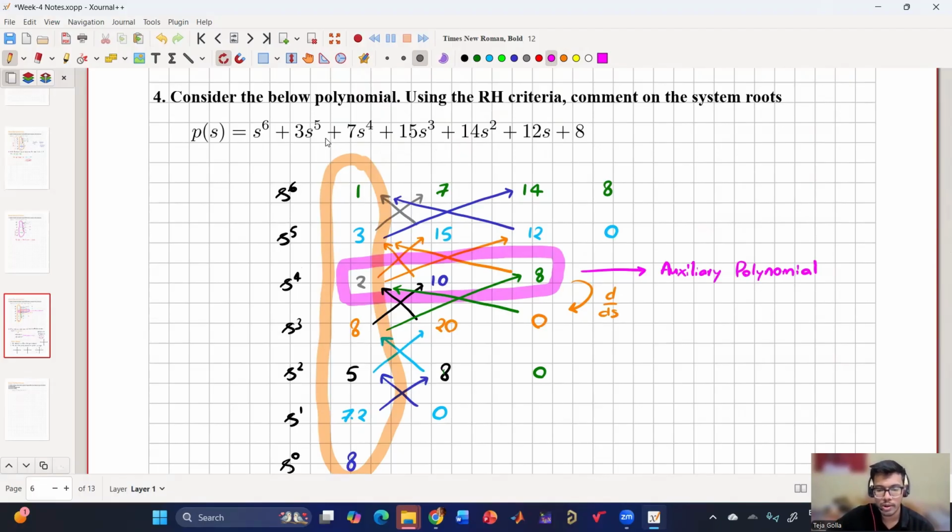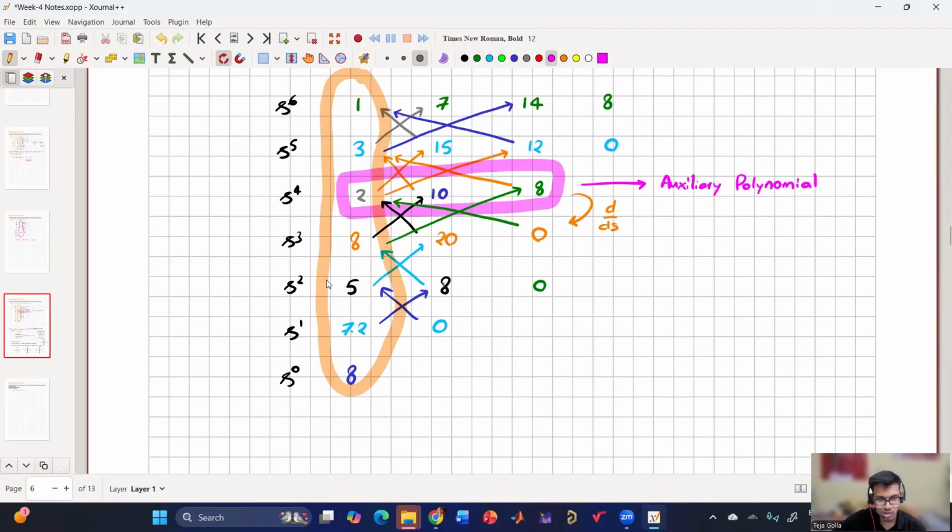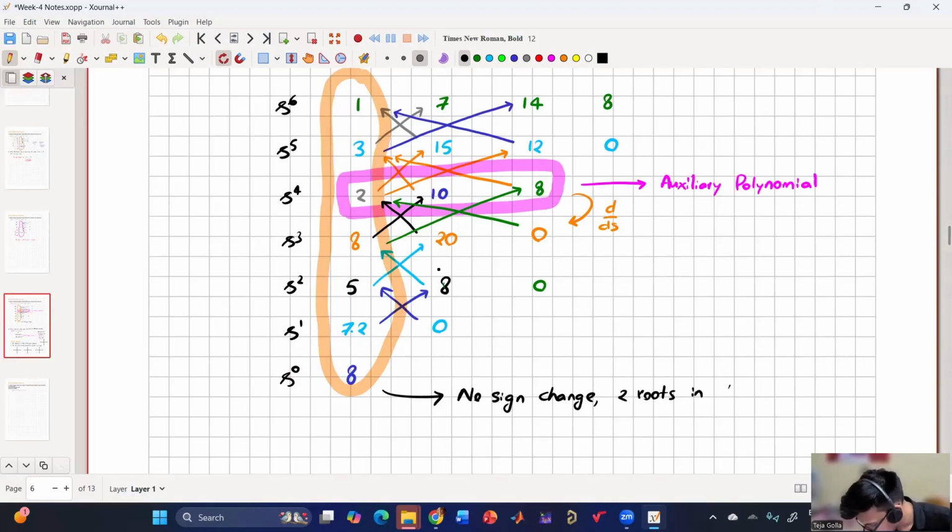So now in order to know about the other 2 roots, we'll come back to the first column of the Routh table. So based on this, can you tell what about the other 2 roots? Sir, about the other 2 roots? So there is no sign change. So yes, they'll be in the left half plane. Very good. So no sign change. So we have 2 roots in the left half plane.